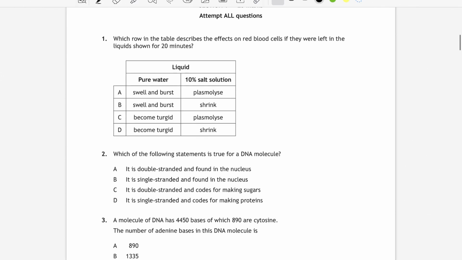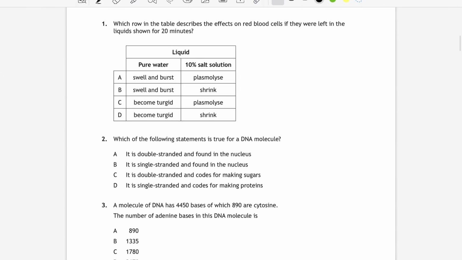So section 1, question 1. Which row of the table describes the effects on red blood cells if they were left in the liquids shown for 20 minutes? So again, you can pause the video here if you'd like. Okay, so if you pause the video and have a little go, let's see how you get on.